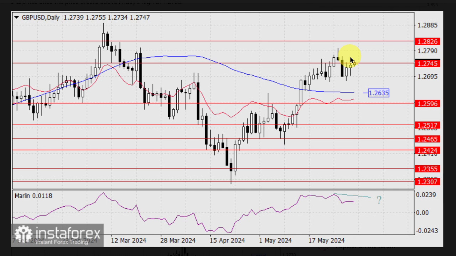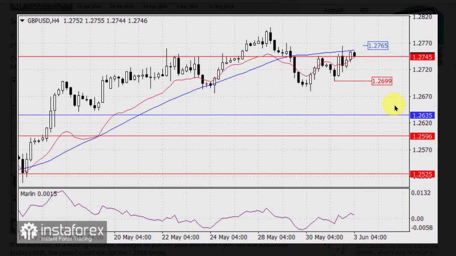We can confirm the sharp rise once the price breaks above Friday's high of 1.2765. If the price falls back below 1.2745, it might continue to gradually fall towards 1.2635, potentially accelerating this movement around the ECB meeting.